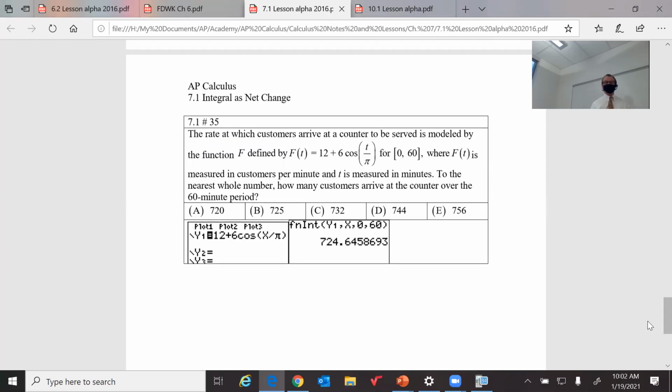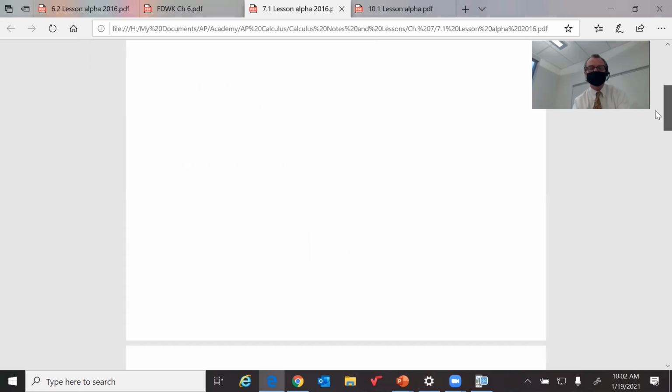Just type it in Y1. You know, anti-differentiate it from 0 to 60. Make sure you're in radian mode. You're going to get B. But you could do this problem without a calculator. It would just be a little time consuming.